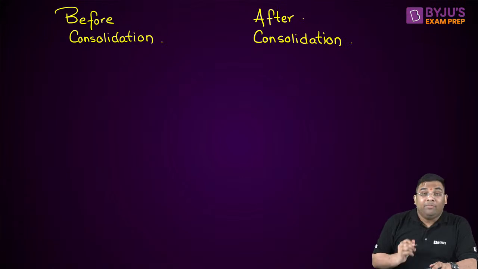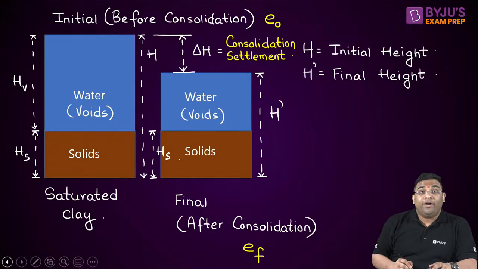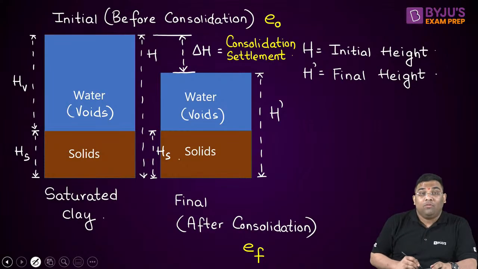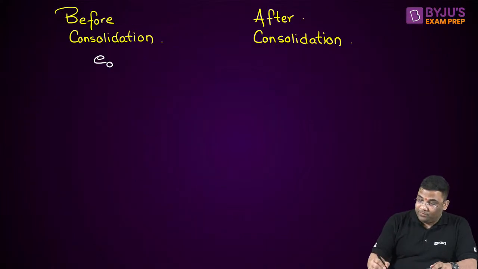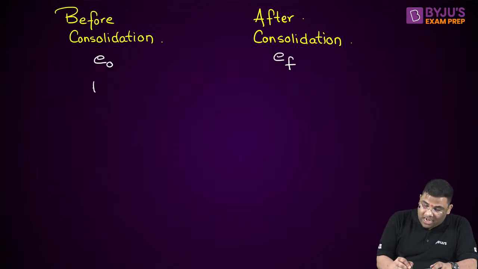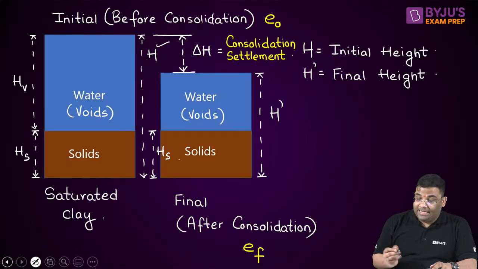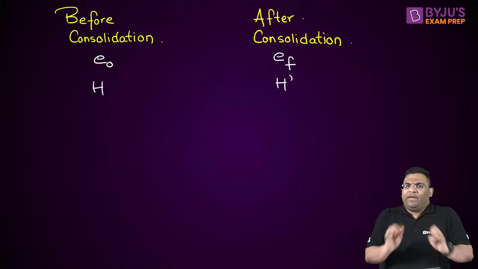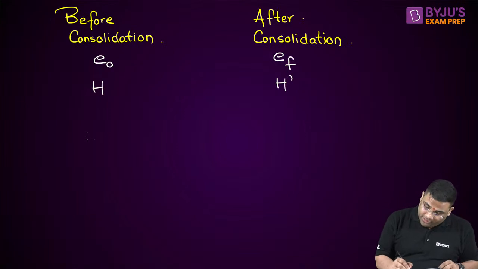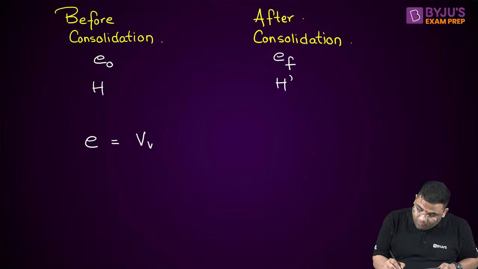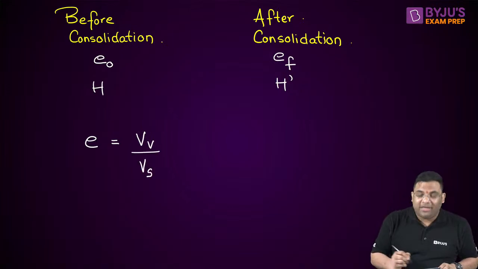Before consolidation, after consolidation. Now see the diagram. Before consolidation, what is the void ratio? e naught, right? After consolidation, the final one, it is e f, right? Before consolidation, the height is H, right? After consolidation, the height is H dash. Very good. Now coming to the very definition of void ratio. The void ratio is the volume of voids by volume of solids, right?